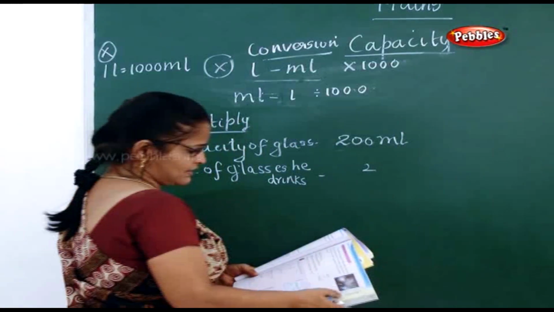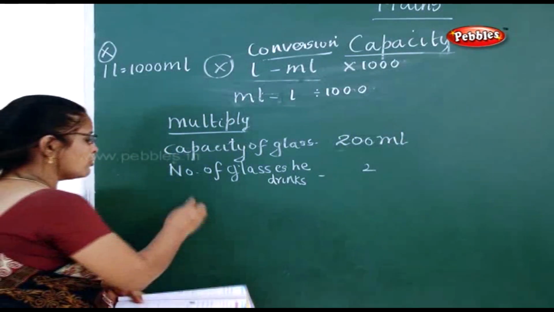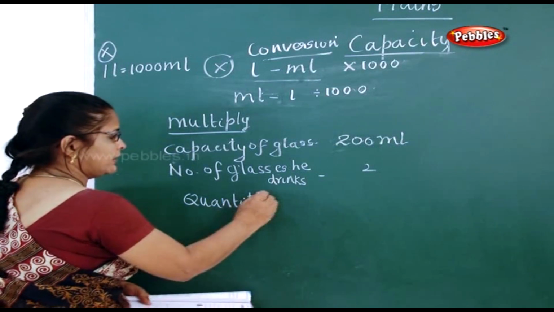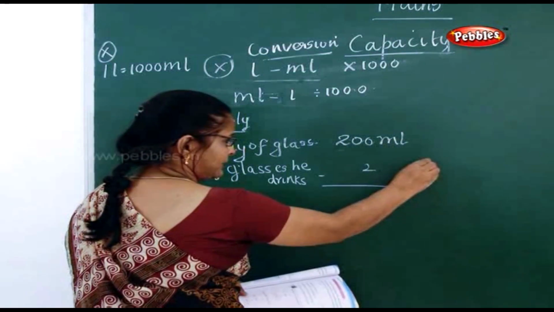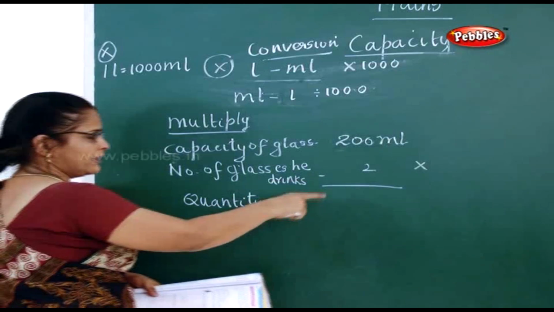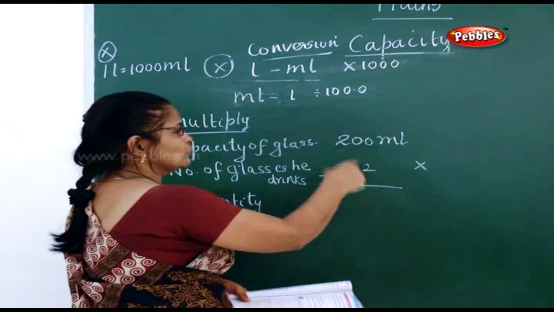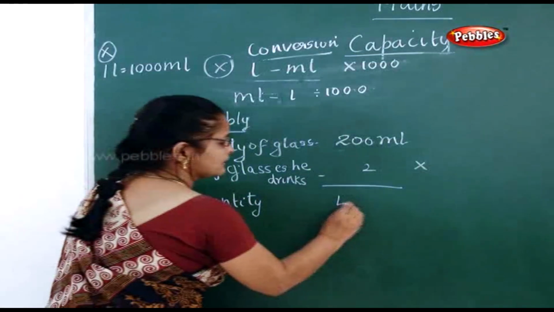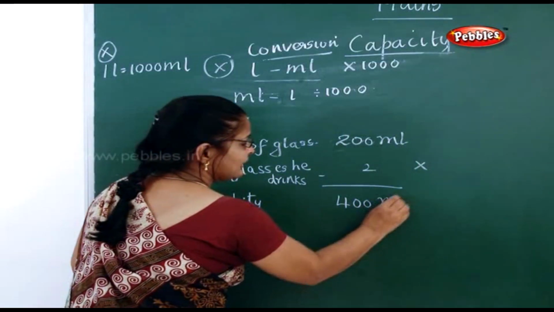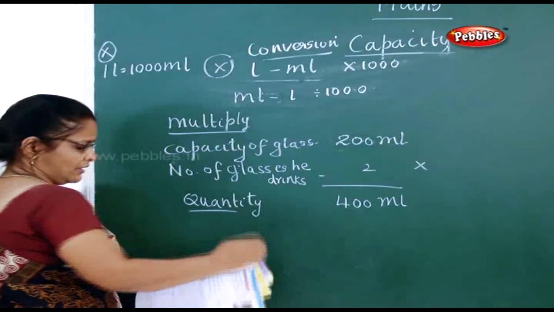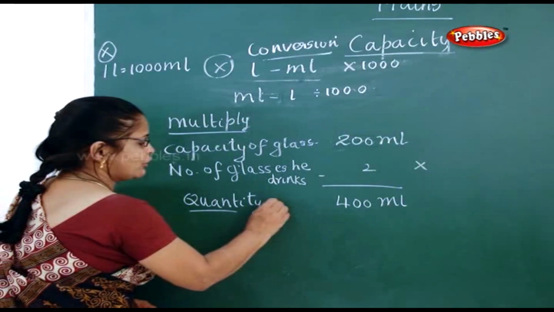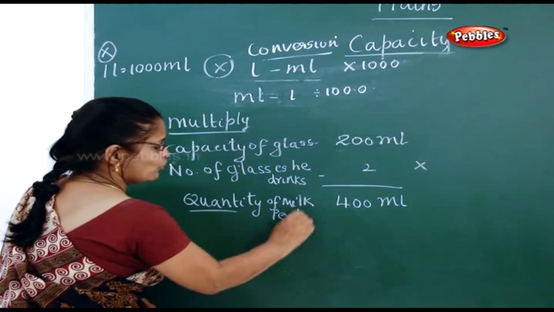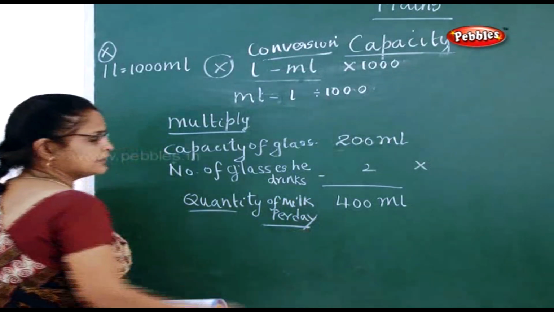Now, what is the question they ask? You have to find out the quantity of milk per day. So, now what will you do? You will multiply, because one day means 2 times he drinks. So, 200 ml, you have to multiply 200 into 2. So, what is it? It is 400 ml. So, the quantity of milk he drinks per day is 400 ml. Is it clear now?